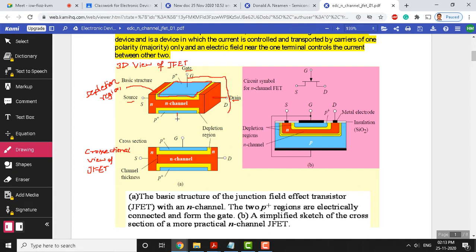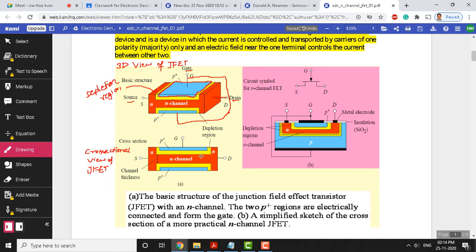So this is usually connected something like this. So these two gates are interconnected. So we have a single gate here, as you are seeing here. So this is the more compact form of this cross sectional view. Okay, so the cross sectional view of this is as shown here. This is a cross section of this 3D view of JFET.